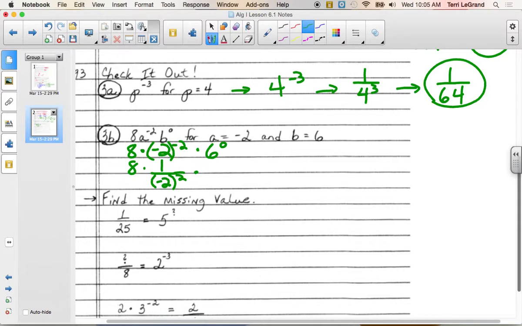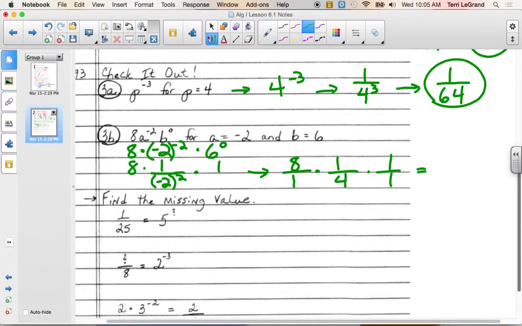And then what about 6 to the 0 power? Can that be simplified? Yes. To what? 1. Okay. So now, since I got a fraction in the middle, I think I'll make my integers that are not fractions into fractions. So 8 can be put over 1. Negative 2 squared is negative 2 times negative 2, 4. And 1 can be made into a fraction by putting it over 1.